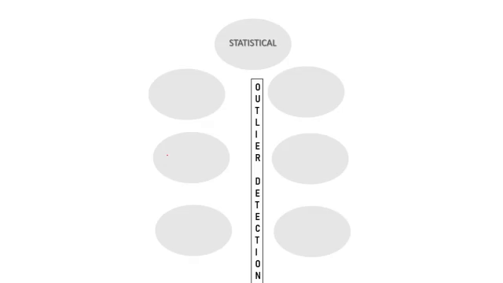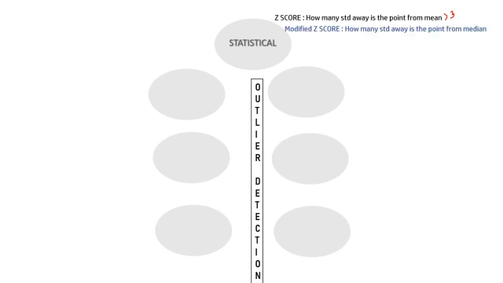The first test we have is the Z score, which measures how many standard deviations away a point is from the mean. If it is greater than 3, then that point is an outlier. Similar to Z score, we have modified Z score, where we measure how many standard deviations away a point is from the median. Here also the greater than 3 rule applies, and if your data contains a lot of outliers, it is always better to use a modified Z score than a Z score.